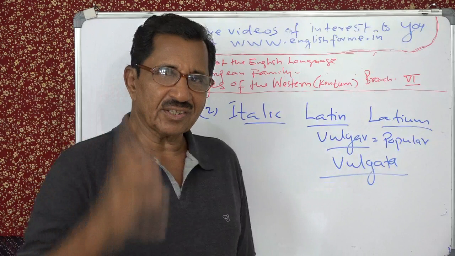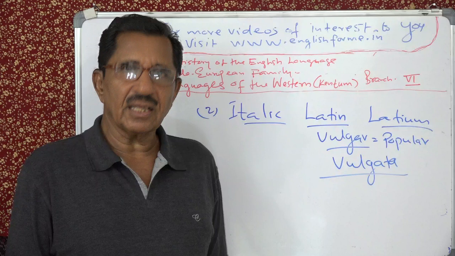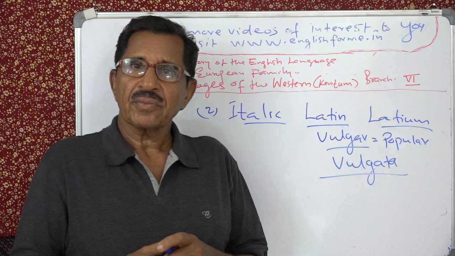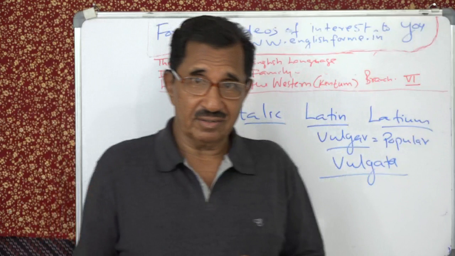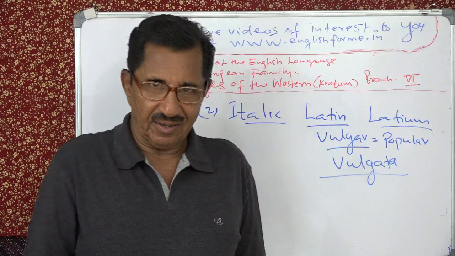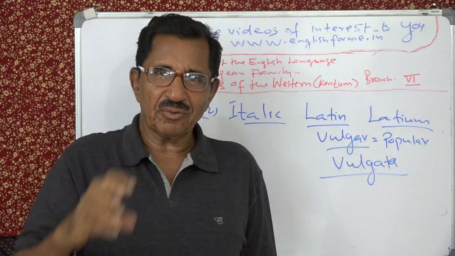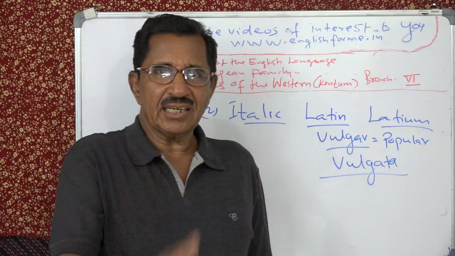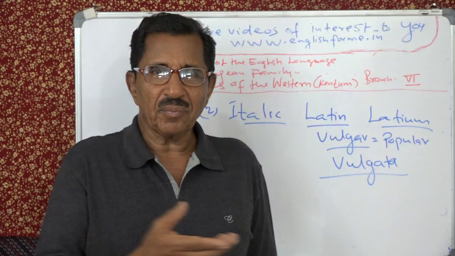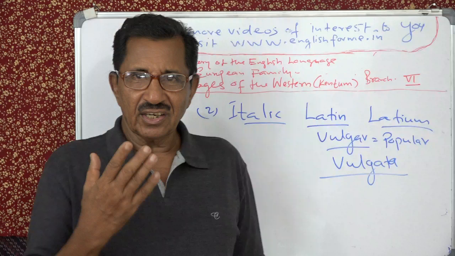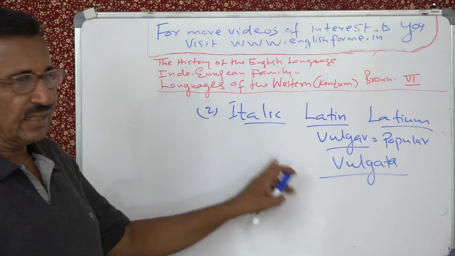So what is important today for Latin is that it is a very important classical language. Then you have writers, Cicero, Virgil. The Romance languages of today are not the descendants of classical Latin used by Cicero or Virgil, but of vulgar Latin, popular Latin, spoken by the common people. You have Romance languages like French, Italian, Spanish and so on. So that is about the Italic branch.